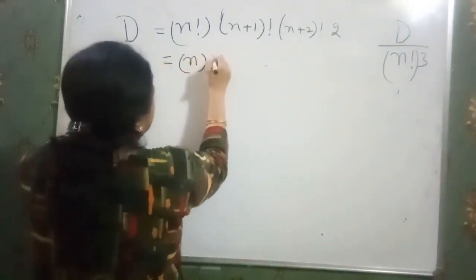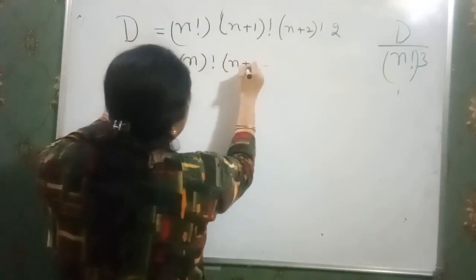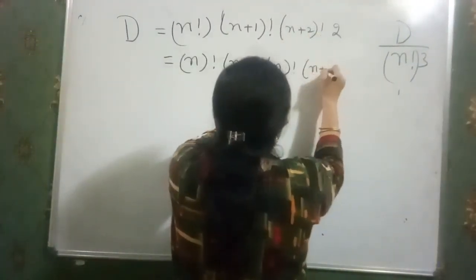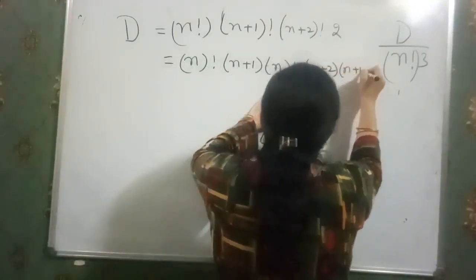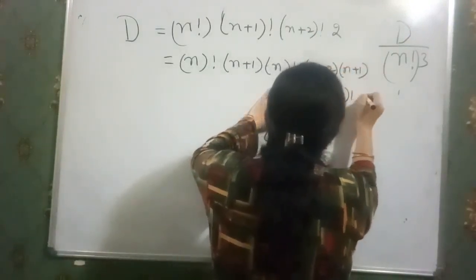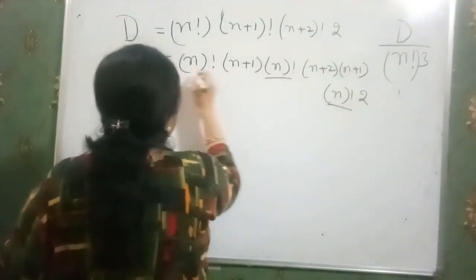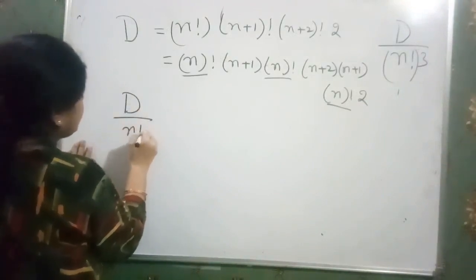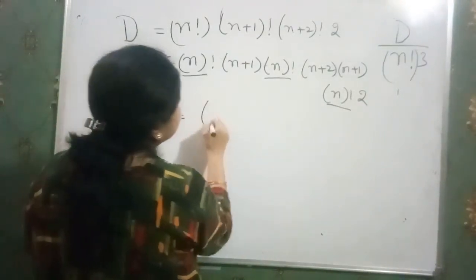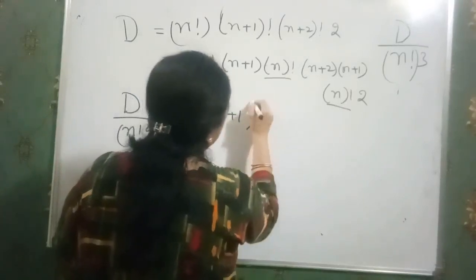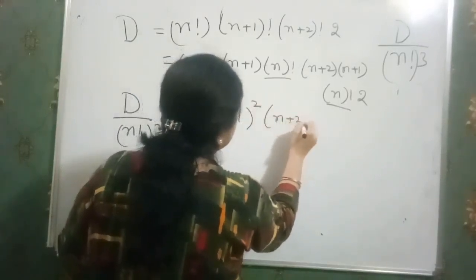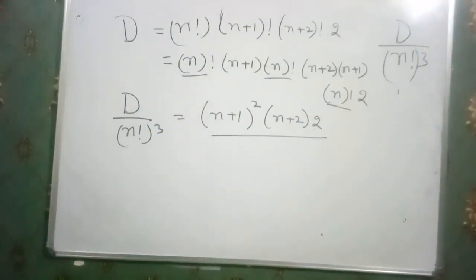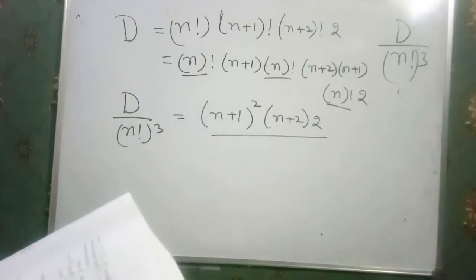Factorial n, here we have n plus 1 factorial n. For this we have n plus 2, n plus 1, n factorial into 2. So we have 3 n factorials. So bring it over here. We have determinant over factorial n cube is equal to n plus 1 whole square, n plus 2 into 2. This is our answer. In this way we solve the question of factorials.